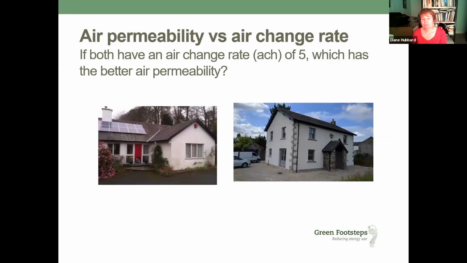So we've got two buildings here, two houses. We've got an L-shaped bungalow, and we've got quite a boxy detached house. Both properties are detached. So I'm trying to illustrate the difference between air permeability and air change rate. Now, if we assume they've both got the same air change rate, could you have a quick guess as to which would have a better air permeability? So, Jonathan, if you can put up the next quiz, that would be great.